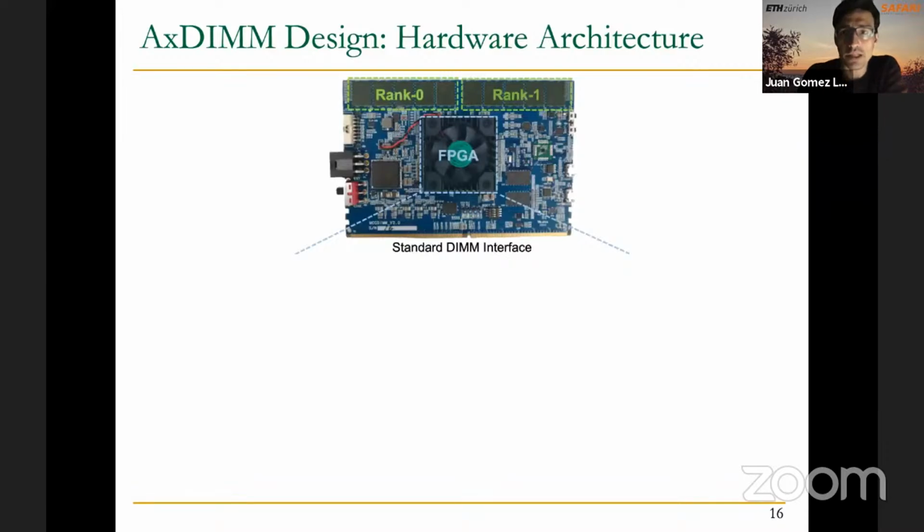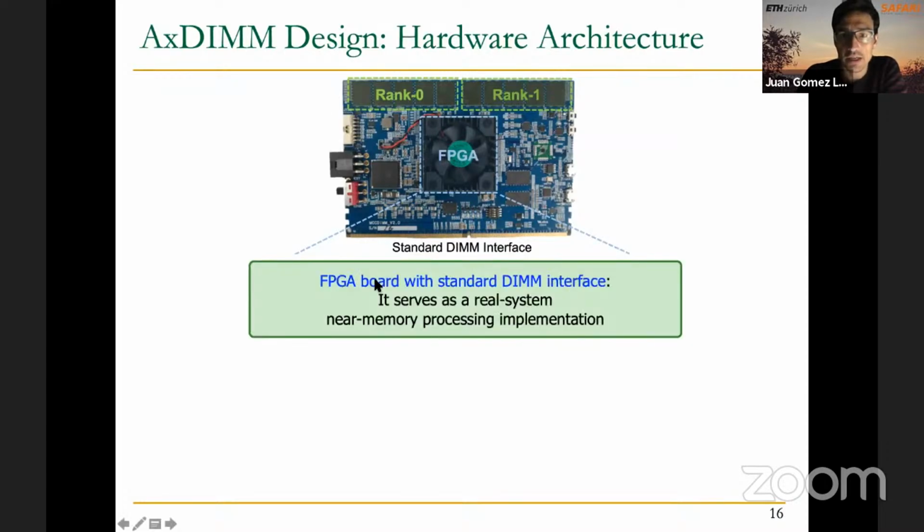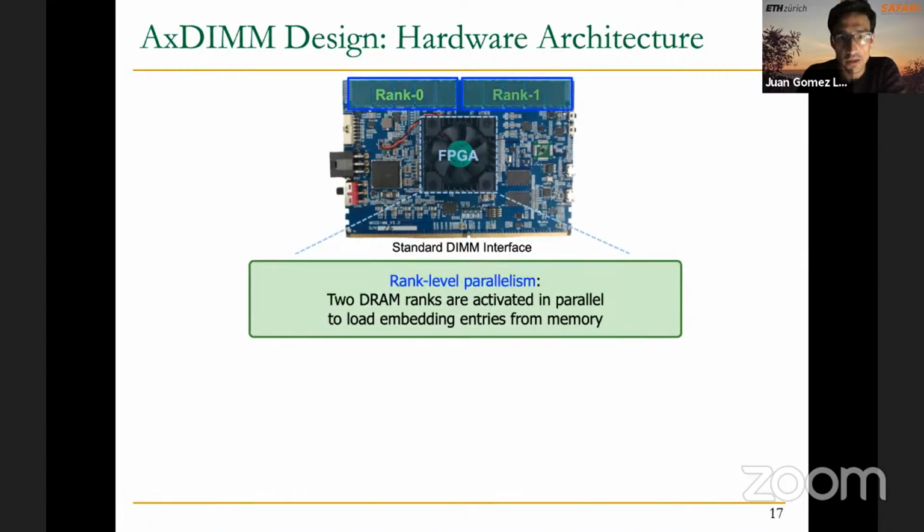Okay, so let's take a closer look at the hardware architecture. The first thing that we can see on this AxDIMM design is that it has a standard DIMM interface. This is really good for the integration of the AxDIMM design on a real system, for an end-to-end integration, because the CPU can interact with the ranks and with the accelerator that we will place here in the FPGA by using the standard DIMM interface, as you're going to see soon in later slides.